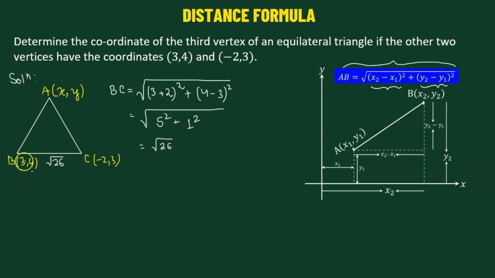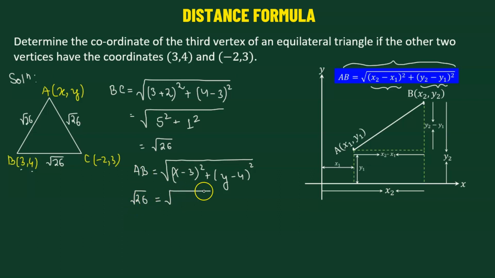Fine. Now, since it's an equilateral triangle, the length of each of the sides is also going to be square root of 26. Now we'll again use the distance formula to find out the length AB. So AB will be equal to the square root of the difference of the x coordinates, that's x minus 3, squared, added to the difference of the y coordinates, y minus 4 whole squared. So this will be square root of 26. Since AB has a length of square root of 26, this will be equal to square root of (x minus 3) whole squared plus (y minus 4) whole squared.